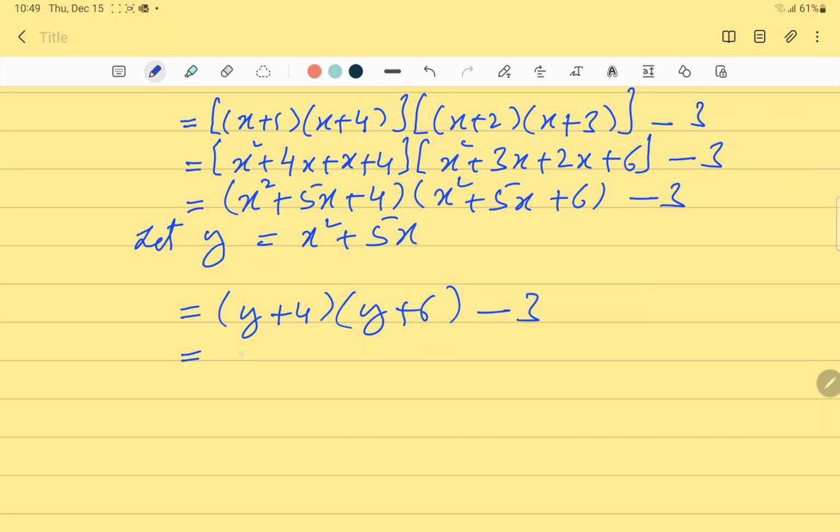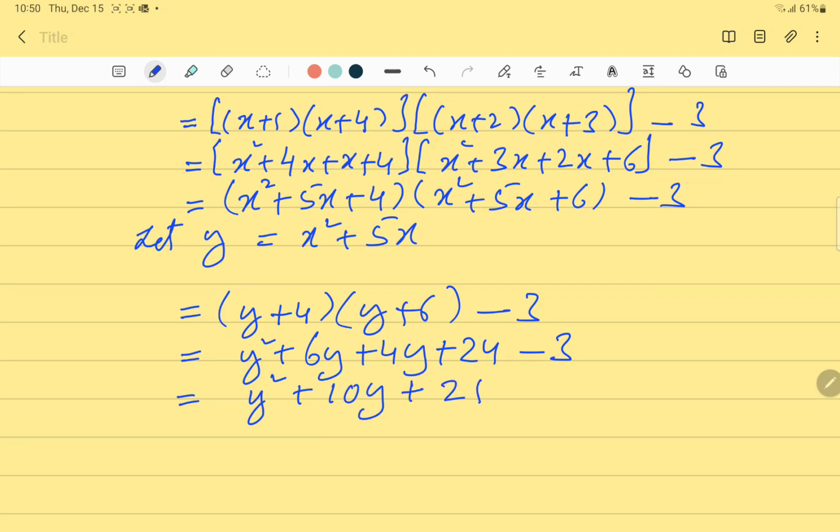Now we multiply these two brackets. So y squared plus 6y plus 4y plus 24 minus 3. Now we simplify it: y squared plus 10y plus 21. So let us factorize it. It's a quadratic expression, so either we can factorize it or we can simply solve it with the help of the quadratic formula, but let's solve it using the factorization method.